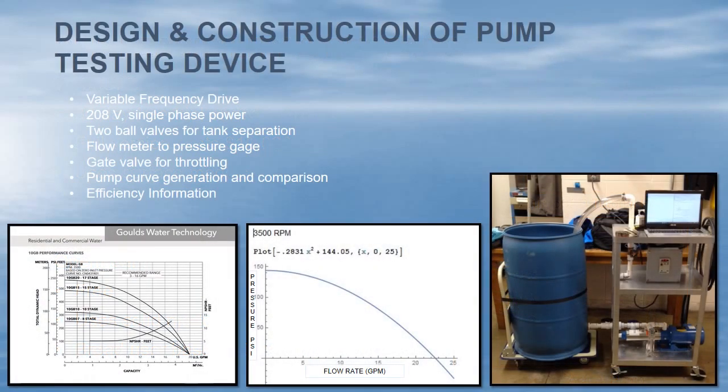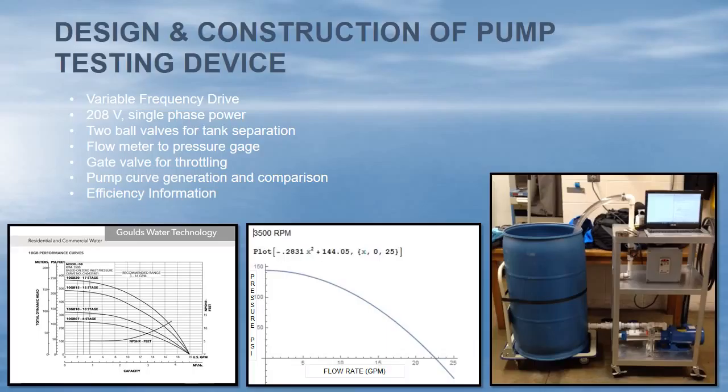In regards to the design and construction of the pump testing device, the device uses a variable frequency drive to alter the RPMs. As well, it takes 208 volts single-phase power. It can also be run on three-phase power. There are two ball valves to separate the tank from the rest of the apparatus without heavy leaking. There's also a flow meter and pressure gauge so that you can generate your pump curves.